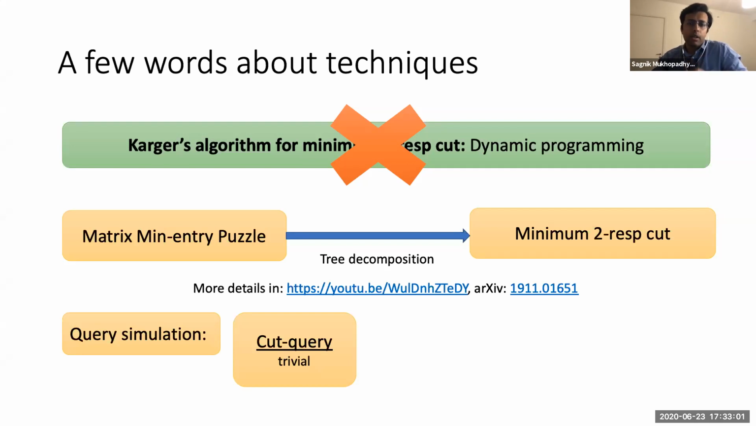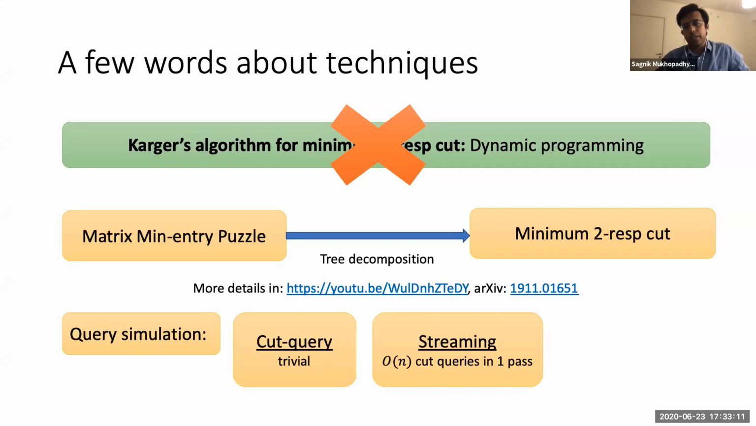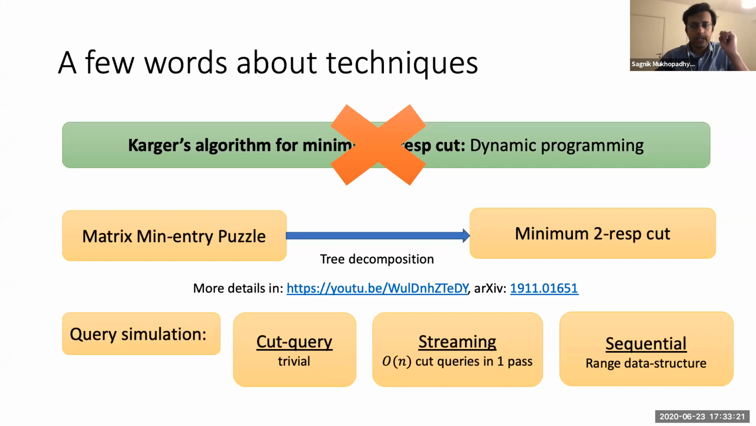So essentially it boils down to simulating the queries of the matrix in the model concerned. In the cut query model, it is trivial because the queries are actually cut queries. In the streaming model, we use the power of evaluating order n many cut values in one pass. The algorithm is parallel enough to let us do that. And finally, in the sequential model, we use the range query data structure to simulate the queries.